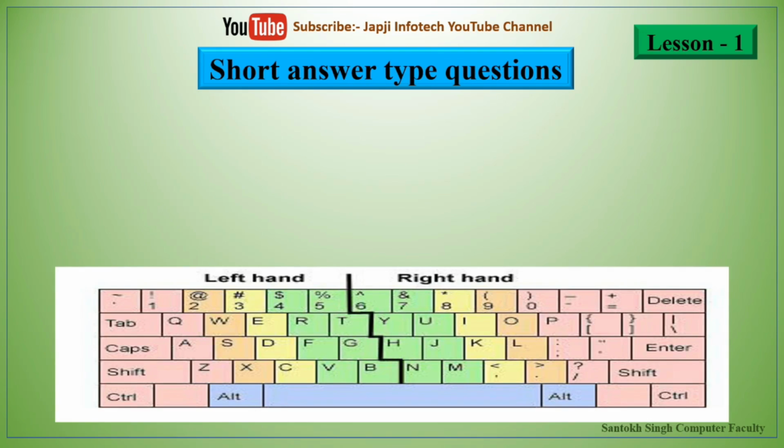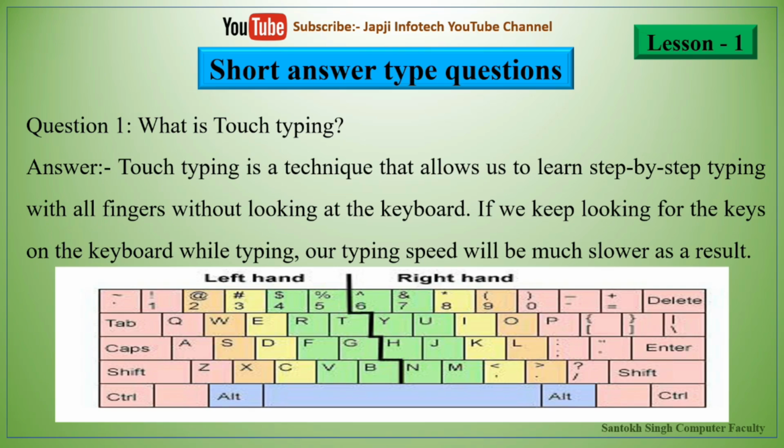Now we will learn about short answer type questions. Our first question is: what is touch typing? Touch typing is a technique that allows us to learn step-by-step typing with all fingers without looking at the keyboard. If we keep looking for the keys on the keyboard while typing, our typing speed will be much slower as a result. As shown in the figure below, the keyboard is divided in 2 parts, one for the left hand and one for the right hand.